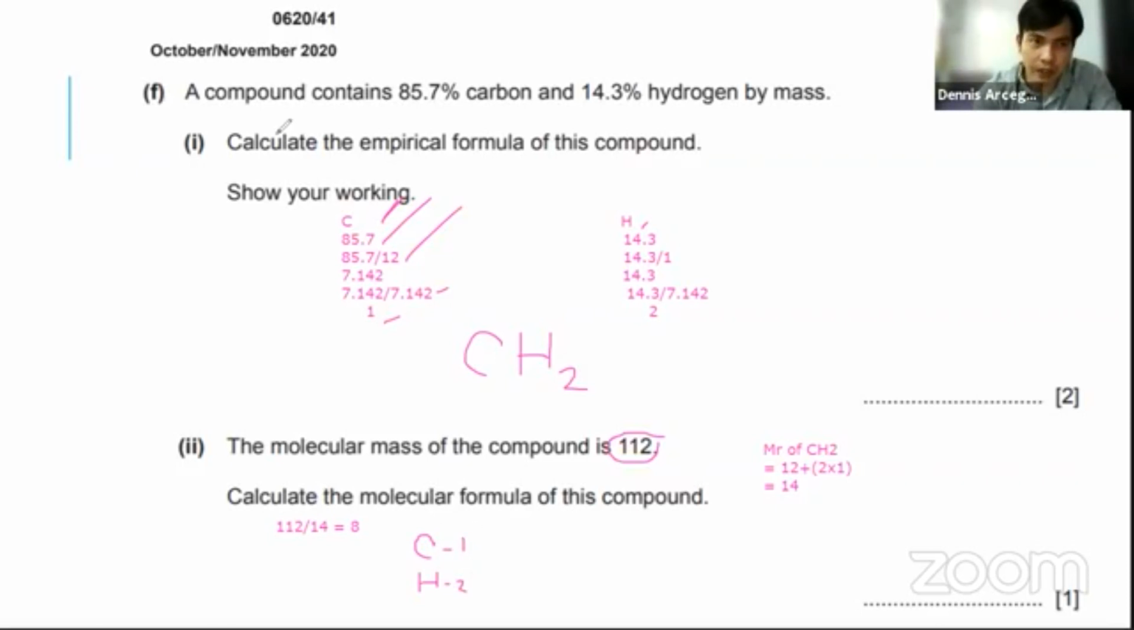So you can multiply C by 8, and for hydrogen, you multiply it by 8. Then you can get the actual number. So this will be 8, and this will be 16. So the formula will be C8H16. So this is the molecular formula.